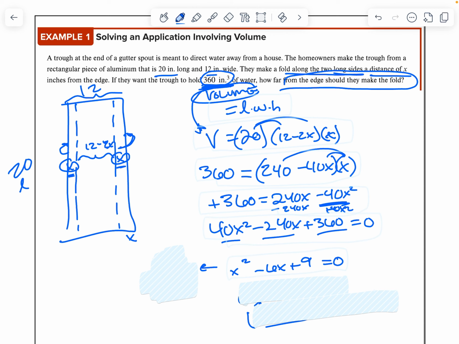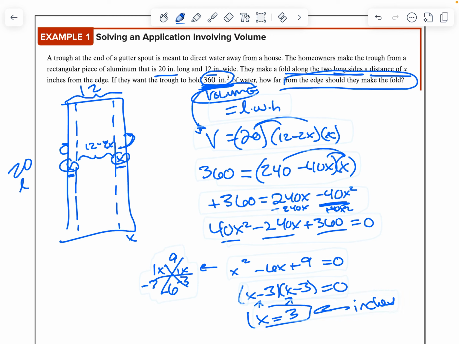That has 3 terms, so you can factor it using star method. That breaks down into x minus 3 and x minus 3. And so our two solutions should be 3 and 3. That means x must be 3 inches. That does make sense with our problem because we know it must be much smaller than that 12 and the 20.